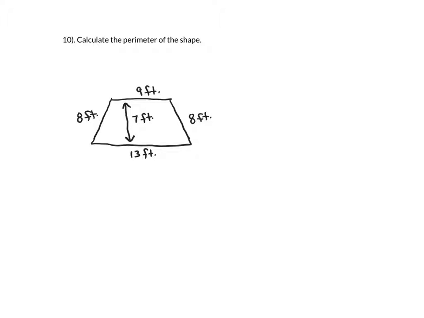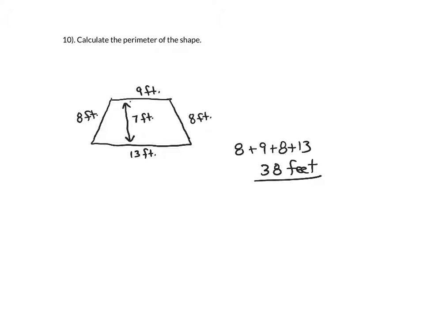Problem number 10 says to calculate the perimeter of the shape. Perimeter just means the distance around. So in this case, you are given more information than you need. All you need to do is add up the numbers on the outside, 8 plus 9 plus 8 plus 13. When you add up all those numbers, you'll get 38. Remember to label your answer. It would be 38 feet would be the perimeter.